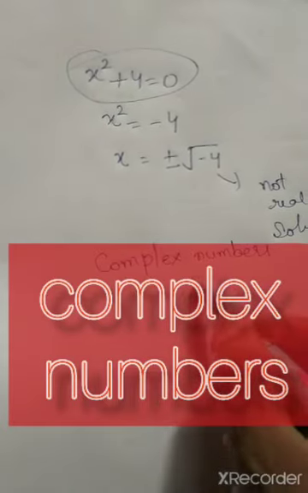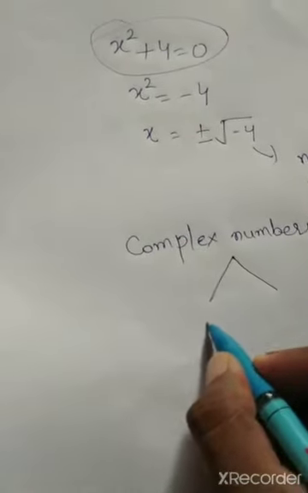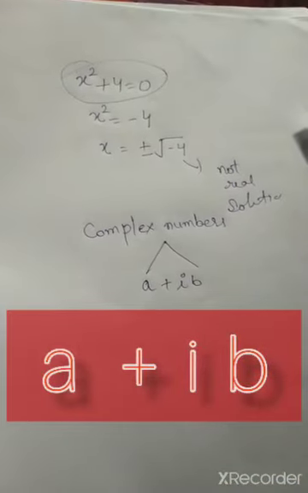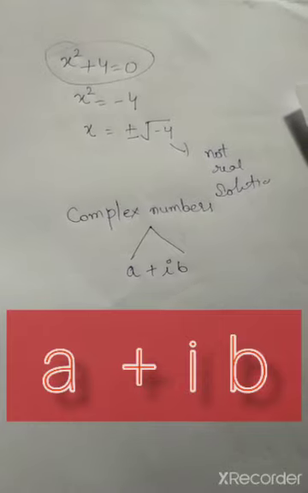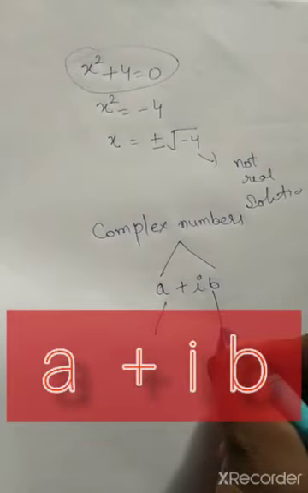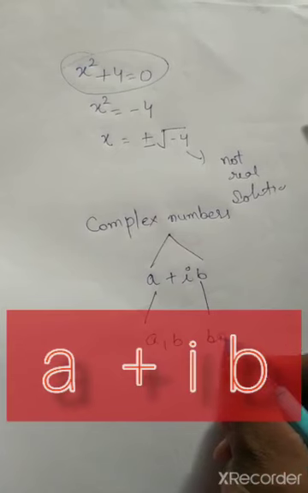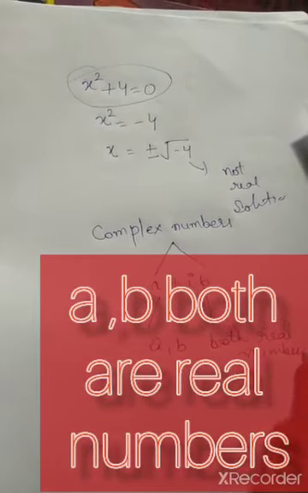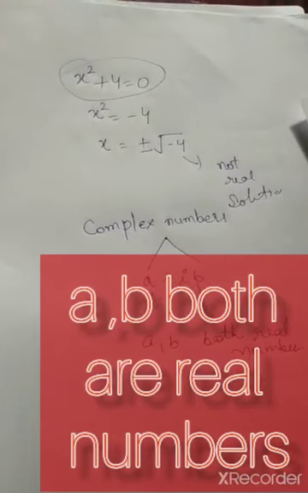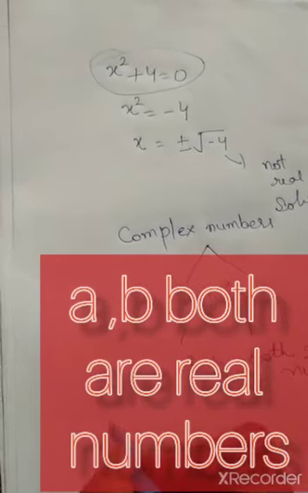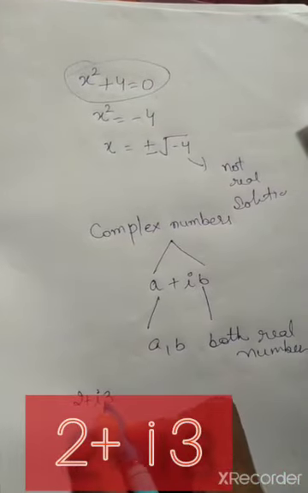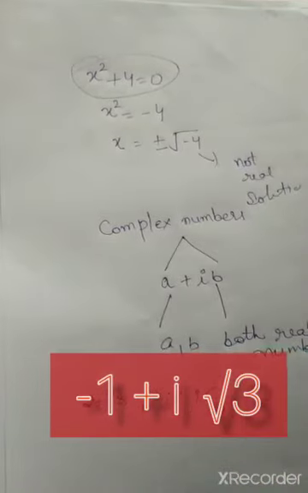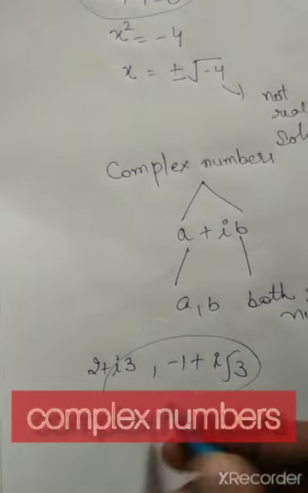Clear? Complex number: when any number is in the form a plus iota b, where a and b both are real numbers, it is defined to be a complex number. For example, 2 plus iota 3, minus 1 plus iota root 3. All these are complex numbers.